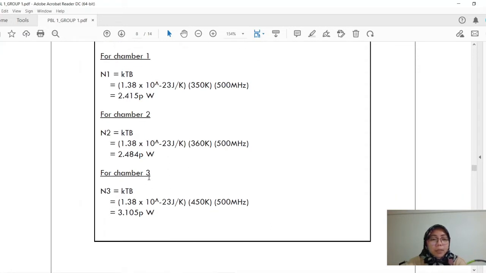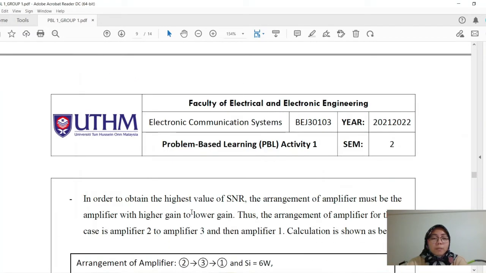And the last chamber is 1.38 times 10 to the power of negative 23 times the temperature of 450 Kelvin and the bandwidth of 500 megahertz. So the last chamber will be 3.105 picowatt for the noise power. Then we can proceed to find the highest value of SNR.